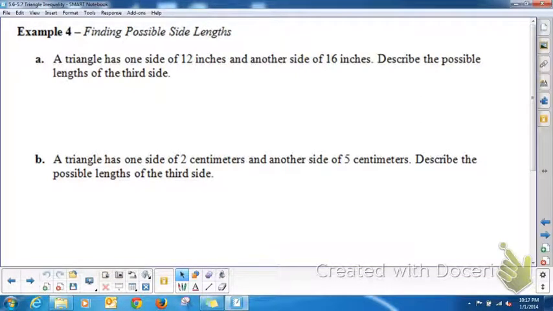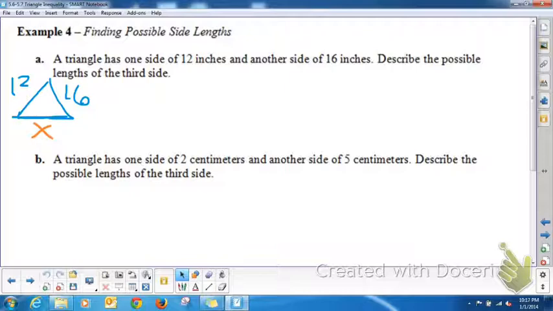Let's find some possible side lengths using this theorem. If a triangle has one side of 12 inches and another side of 16, describe the possible lengths of the third side. Well, draw a hypothetical triangle so that you can envision it perhaps. So I have 12 and I have 16. This third side could either be the smallest side or it could be the largest side. But I don't know which.